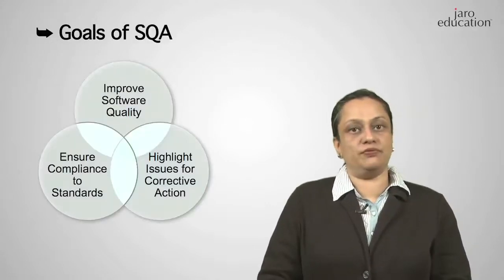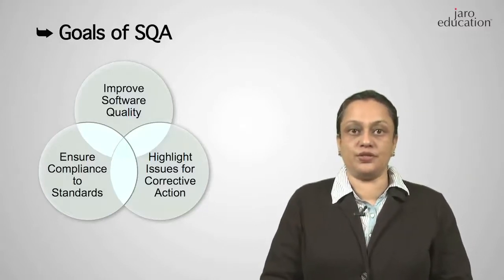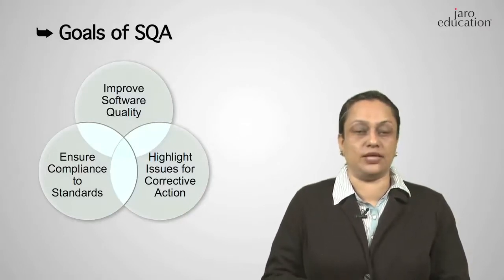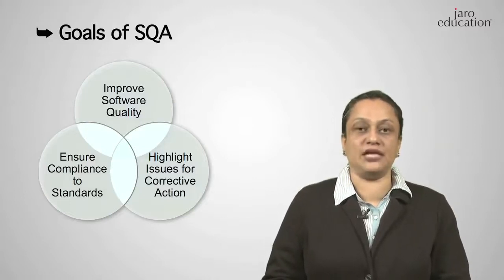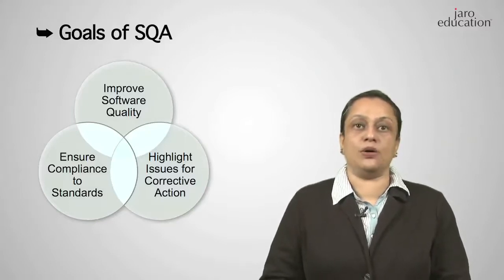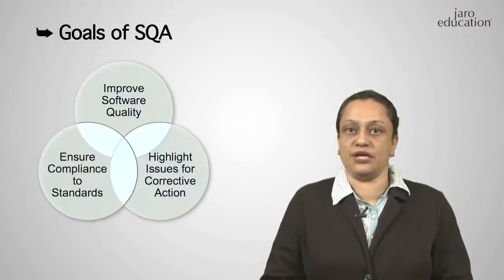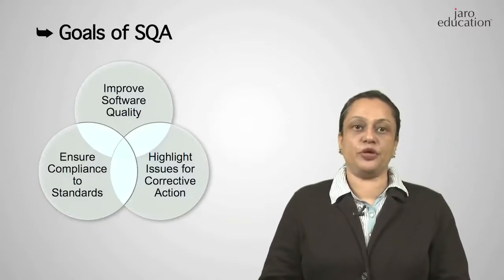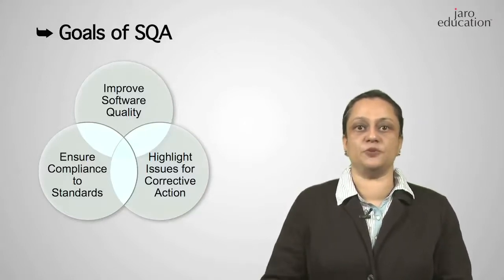The goals of SQA, we already discussed this. Three primary goals: improving the software quality, or facilitating the improvement of software quality. The SQA themselves cannot do anything much about quality. Ensuring compliance to standards, so anything that's defined and written in the QMS, which is of course aligned to any business model or any quality model that you want to adhere to. And finally, highlighting issues, if any, to the management for corrective action. So facilitating the improvement of software quality, ensuring compliance to standards and highlighting issues to senior management.